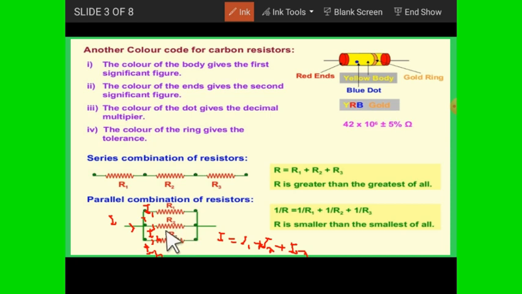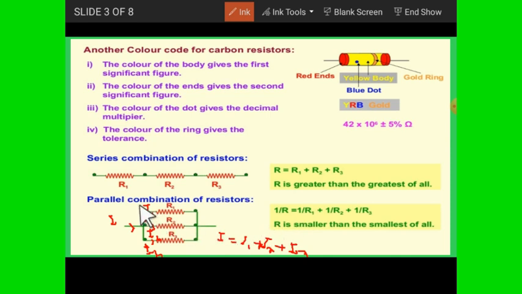Yes, and the equivalent resistance of this parallel connection of resistors will be related by 1 by R is equal to 1 by R1 plus 1 by R2 plus 1 by R3. So you can remember it like this: 1 by R we call the reciprocal of R, 1 by R1 the reciprocal of R1, 1 by R2 the reciprocal of R2, and so on. So you can remember it in this way.